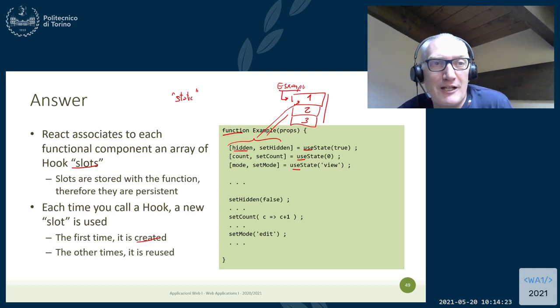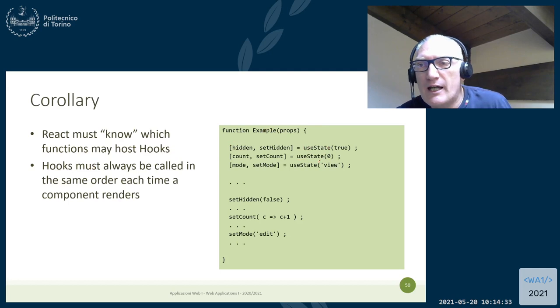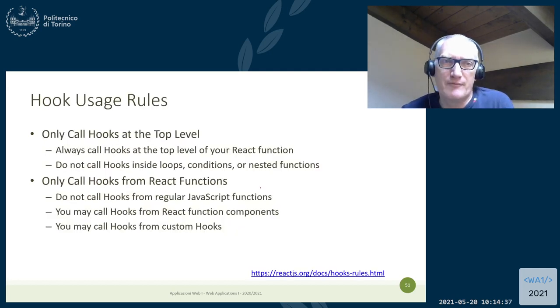It doesn't know the name of the variable. It knows that it's the first slot that was occupied by a hook. This is the second slot that was occupied by a hook, and so on. And so this order is the real rule. And it can be summarized by these two practical rules.